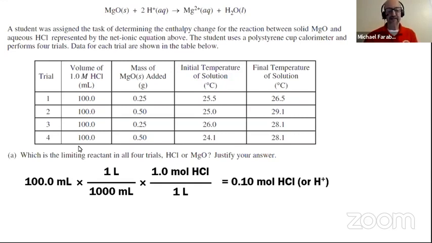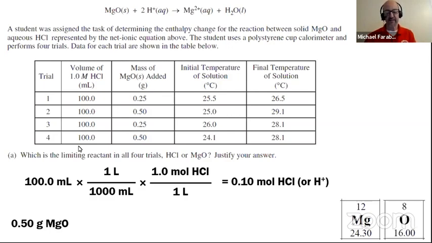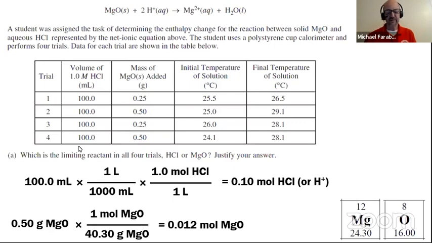Now with respect to the magnesium oxide, the MgO, some trials used 0.25 grams and some trials used 0.5. Let's go ahead and pick the higher value to see what's the maximum number of moles of MgO that was used. So for 0.5 grams, convert that from grams to moles. The periodic table tells us that magnesium weighs 24.3 and oxygen weighs 16. So the sum of those 2 atomic masses give us the molar mass. So 0.5 divided by the molar mass, 0.012 moles of MgO. Now we have to consult the coefficients in the balanced chemical equation at the top here.